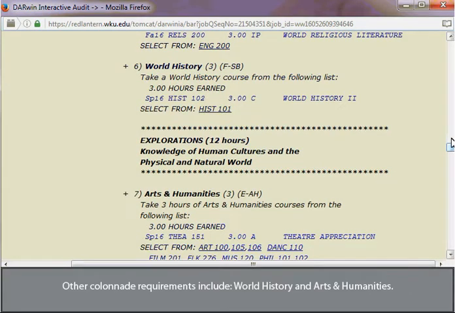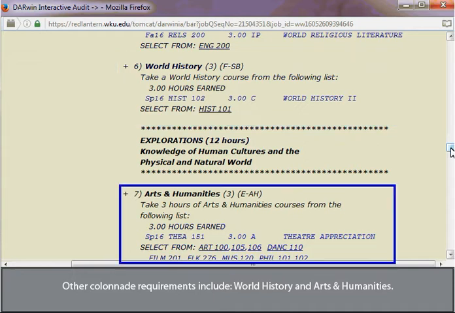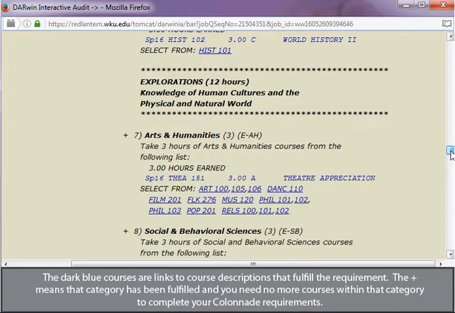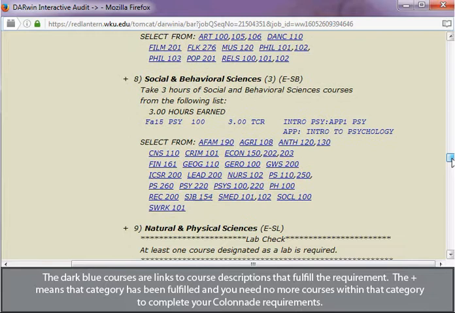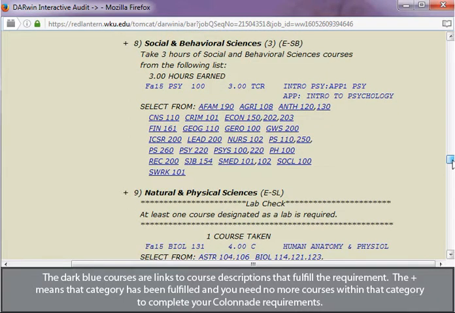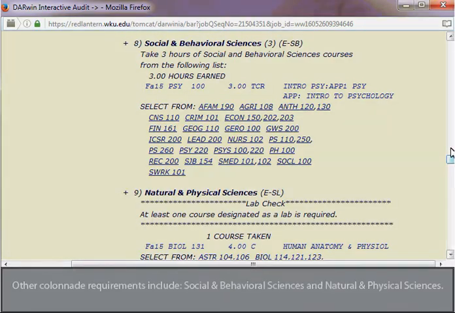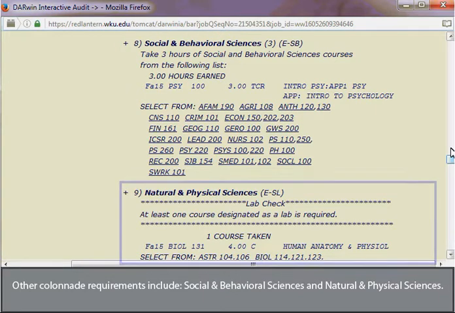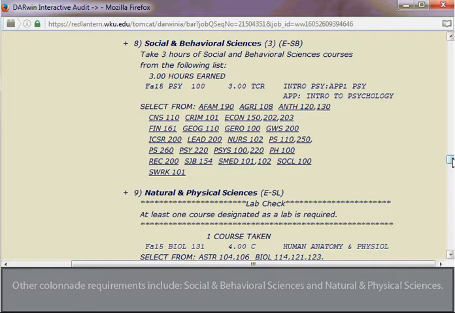Other Colonnade requirements include World History and Arts and Humanities. The dark blue courses are links to course descriptions that fulfill that requirement. The plus means that category has been fulfilled and you need no more courses within that category to complete your Colonnade requirements. Other Colonnade requirements include Social and Behavioral Sciences and Natural and Physical Sciences.